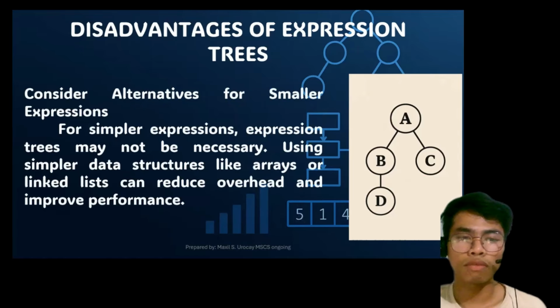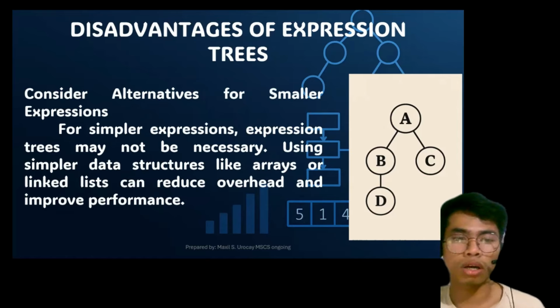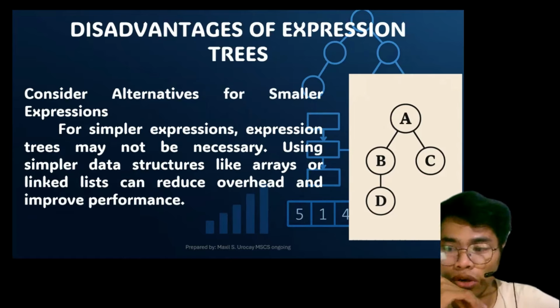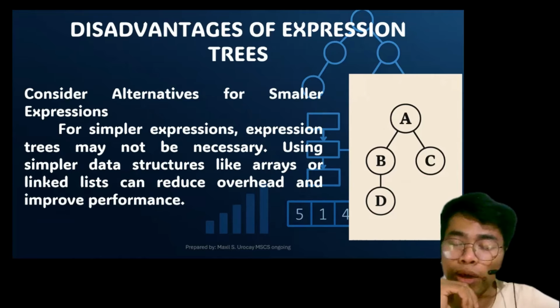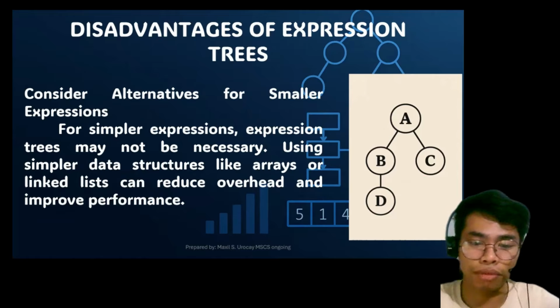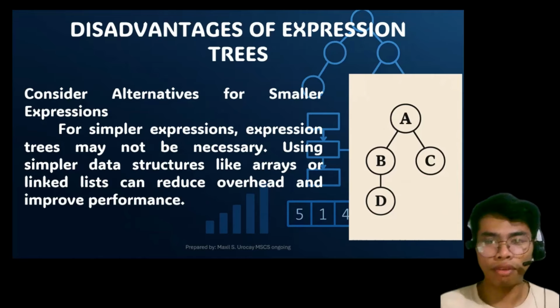And consider alternatives for smaller expressions. If the expressions are small, your expression tree is not really useful. Expression trees may not be necessary. Using simpler data structures like arrays or linked lists can reduce overhead and improve performance. Since every element has specific memory usage, of course there will be memory allocations, and it is definitely wasteful of time.